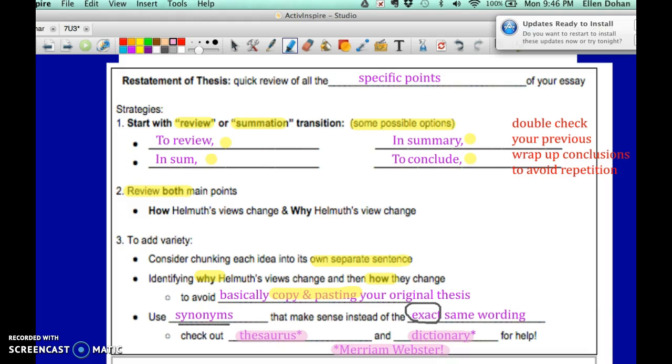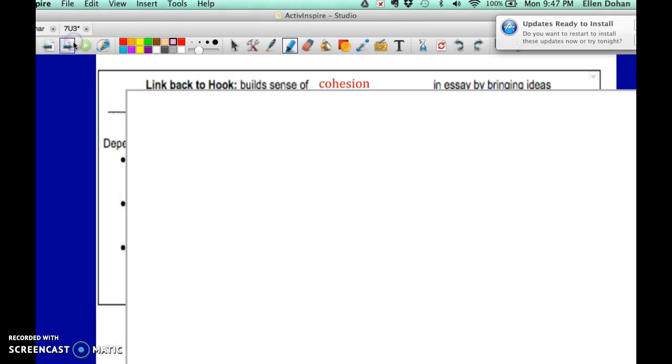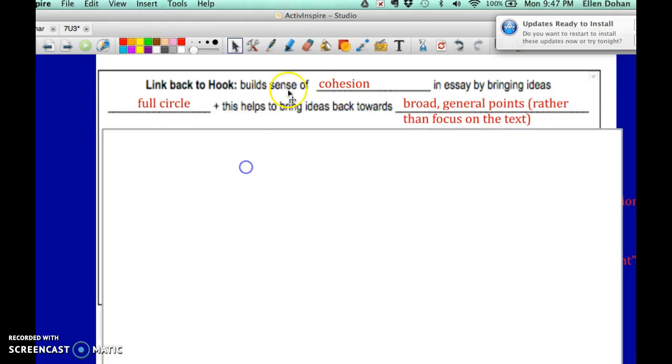So again, the first thing we want to do is restate our thesis, restate all the main points about the text. Next, after the restatement of the thesis, we want to link back to the hook. And the reason we want to link back to the hook is we want to build that sense of cohesion in a very mature writing piece.